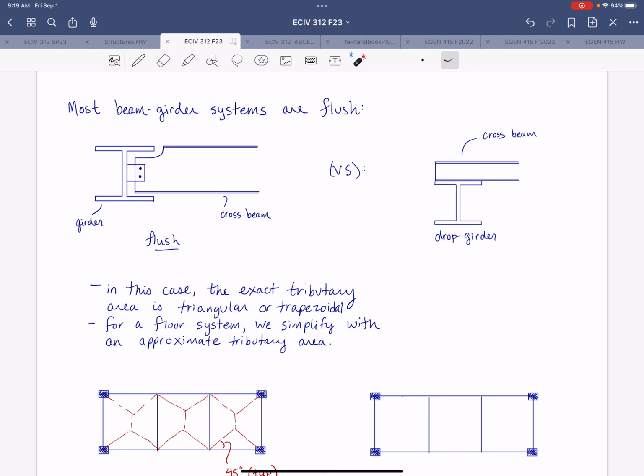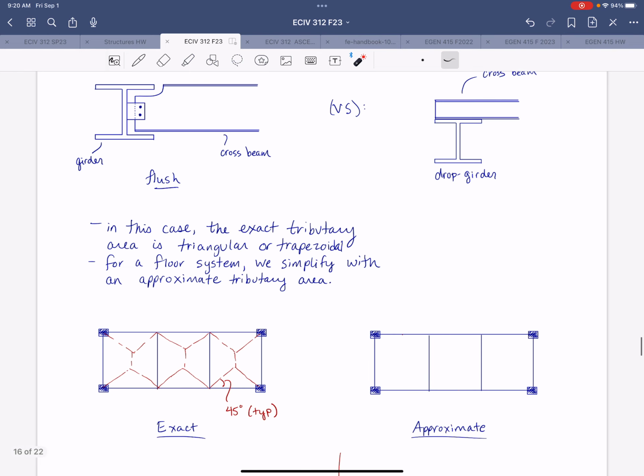However, we often will simplify it for our tributary area determination and use an approximate tributary area. Also, when you have this scenario, depending on the geometry of the girder, you might need to make adjustments to the top of the beam that frames into it. So in this example, the top flange is cut away from this cross beam, and we call that coping. Of course, if it's just a rectangular cross section, you don't have to do that, but this allows the web to reach in and attach to the girder there.